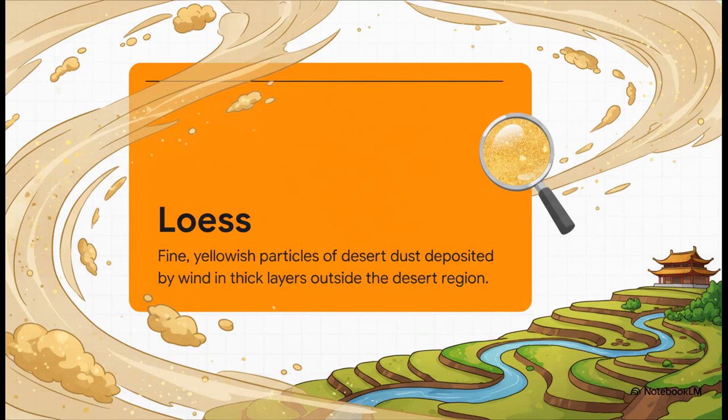But the wind's construction projects aren't just limited to the desert itself. The very finest particles, this stuff called loess, are so light they can be carried for thousands of kilometers. When this dust finally settles, it can form incredibly thick layers of super fertile soil, like in China's Huanghe River Basin, creating entirely new, lush landscapes far, far away from where they started.